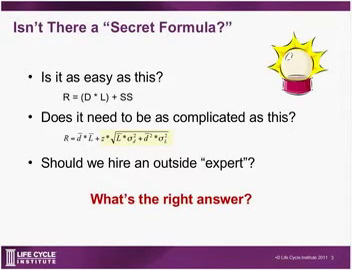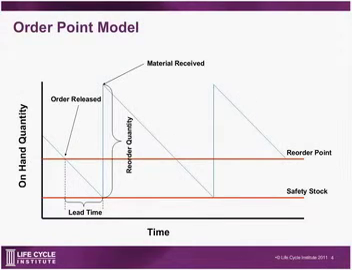Now, most MRO parts are managed using an order point model. So to get everybody grounded, let's just quickly remind ourselves how this works. The vertical axis represents on-hand quantity, and the horizontal axis represents time. If you follow the blue line from left to right, the model illustrates how material usage causes the on-hand balance to decrease until it reaches the reorder point, at which time a replenishment order is released.